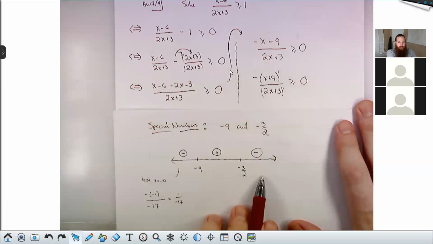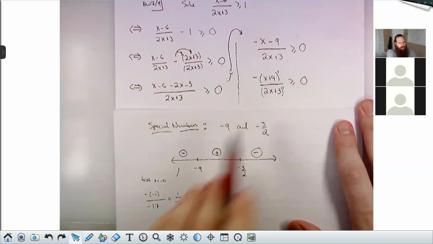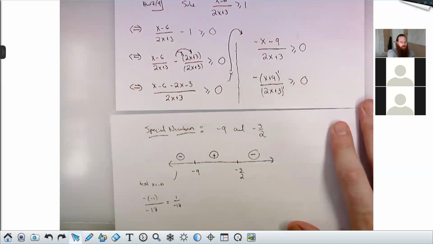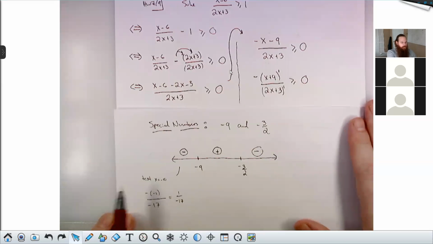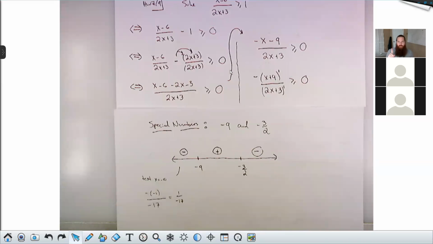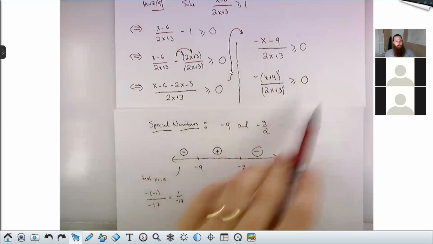If you wanted to test something from this region, 0 would be a good thing to try because 0 is definitely to the right of -3/2 on a number line. And plugging in 0 is easy. So the top would be -9, the bottom would be +3. That's -3, that's negative. But really you only ever need to test one region. Sometimes you don't even need to do that if you use the information from the horizontal asymptote. But at most, you should only ever need to test one region. That makes these problems go quick once you get to this step.